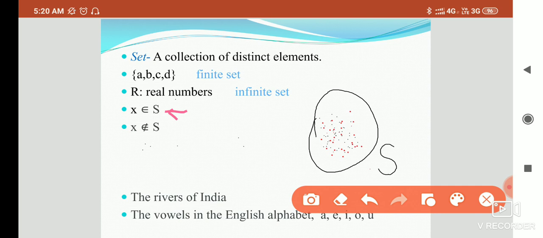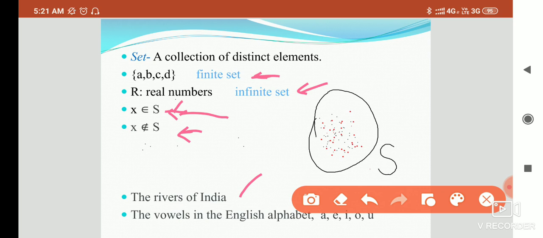In this example you can see X does not belong to S, which means there is no such element X in set S. So it is read as X does not belong to S. We have seen the finite set, secondly we have seen the infinite set, which is the set of real numbers. Then X belongs to S, X does not belong to S. So this is just the way of representation. You have to just remember this symbol.